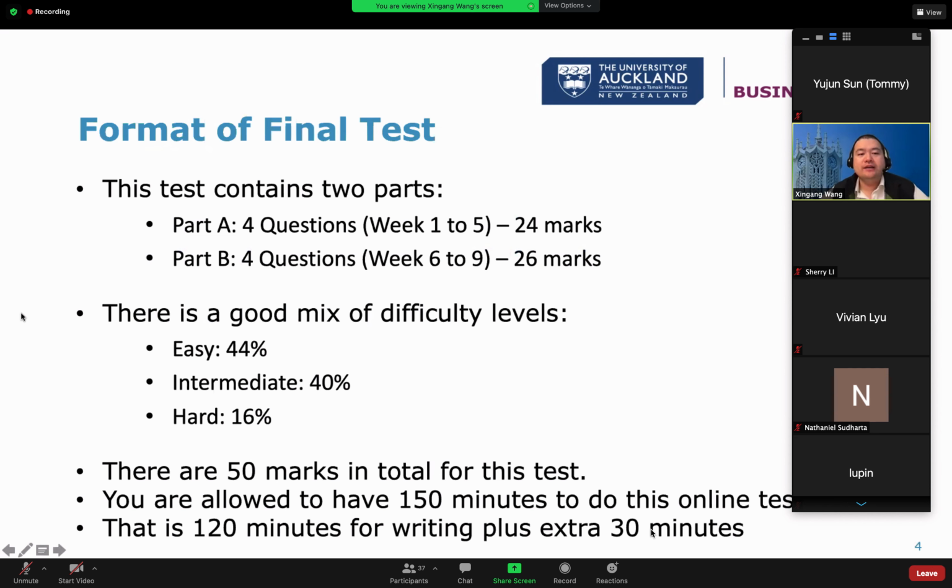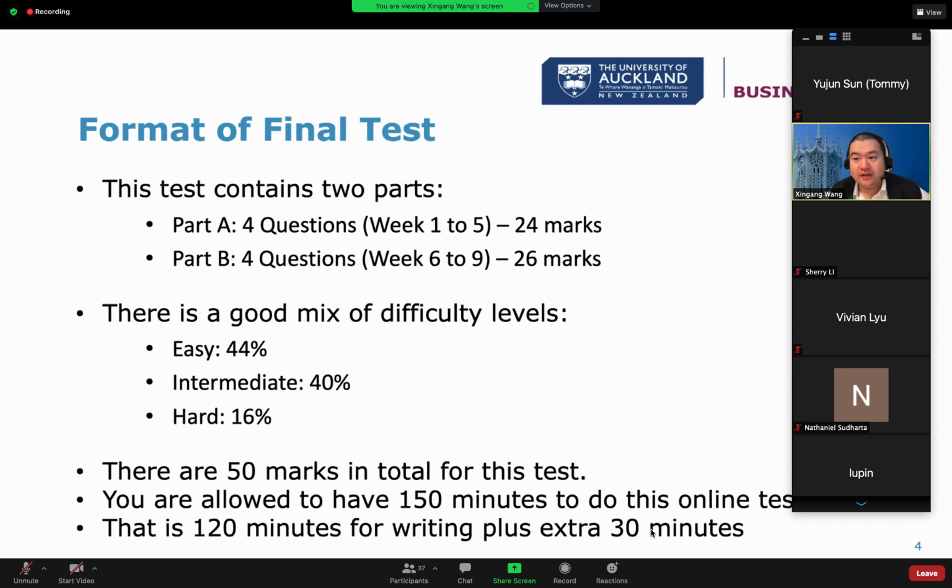So the final test contains two parts, part A and part B. Part A has 4 questions. Part B has 4 questions. Part A covers the descriptive models, which is from week 1 to 5. And part B is about the predictive models, mainly regressions, and it has 26 marks, a little bit more than part A.